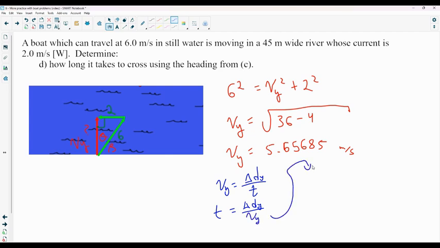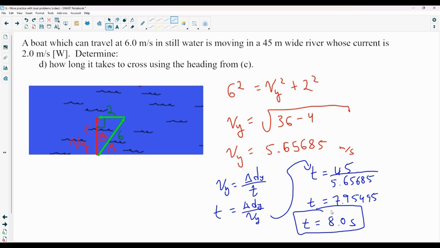I'll move up here to get myself a little more space. And we say, okay, our displacement in the y direction is 45 meters. That's to get across the river. And our velocity is 5.65685. So 45 divided by that, we work that out. We end up with 7.95495. Let's round that off. For sig figs, that's going to be 8.0 seconds, and we'll put a box around it. So this time it takes us 8 seconds to get across the river.